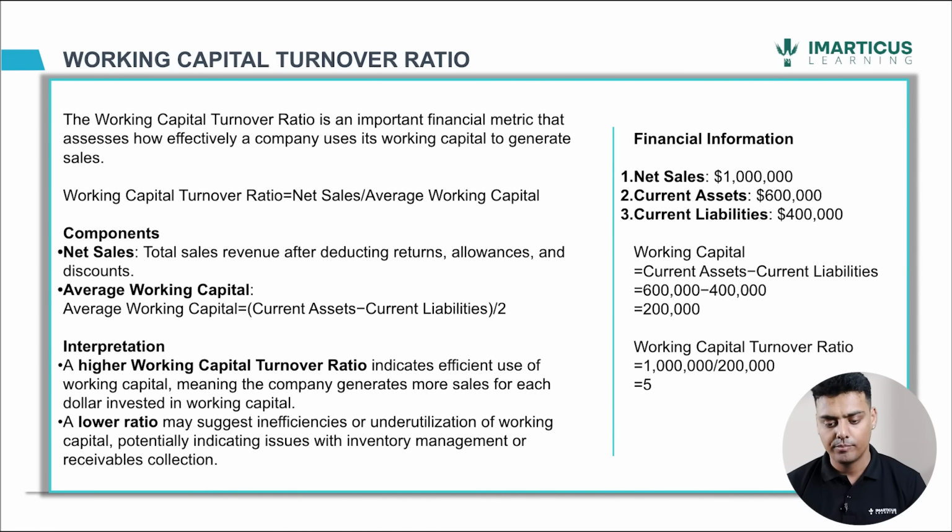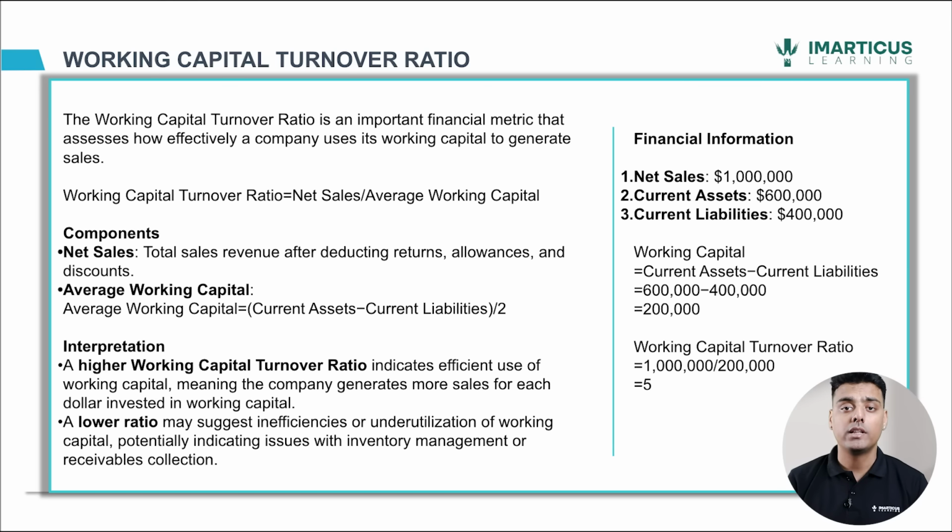Let's look at a numerical. The net sales of a company is roughly 1 million, current assets 600,000, current liabilities 400,000. So what is the working capital? The working capital is 200,000 and what is the working capital ratio? 5. What does this mean? This means that the company is effectively using its working capital to generate 5 times worth of sales.